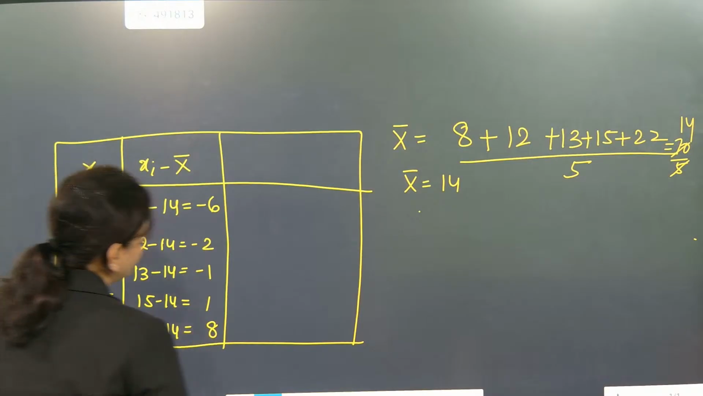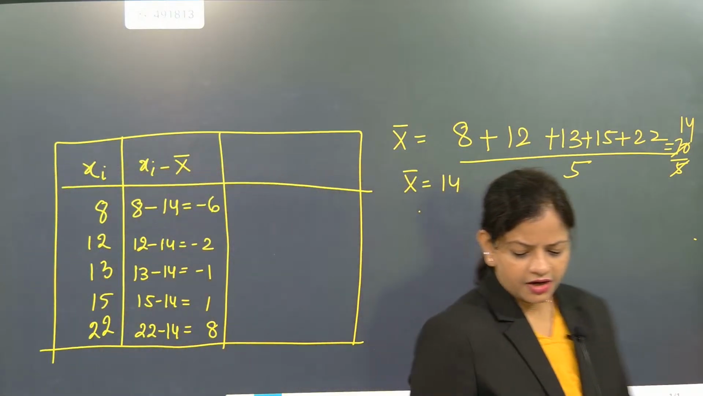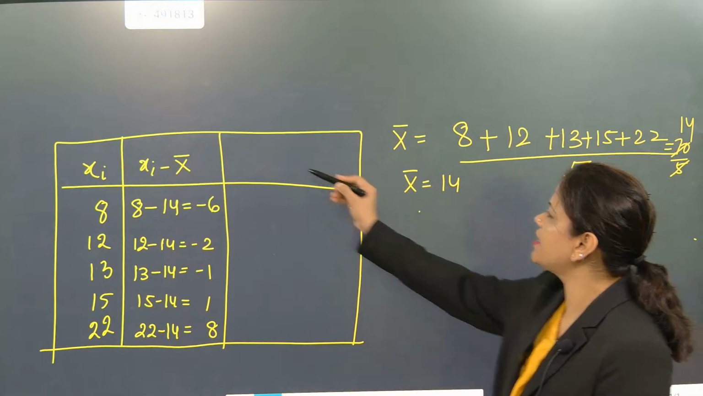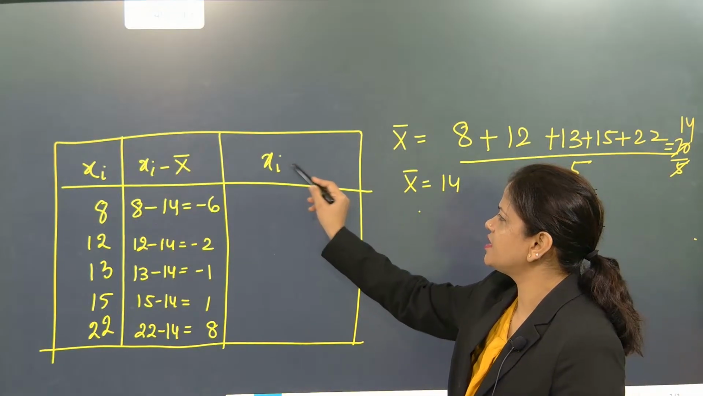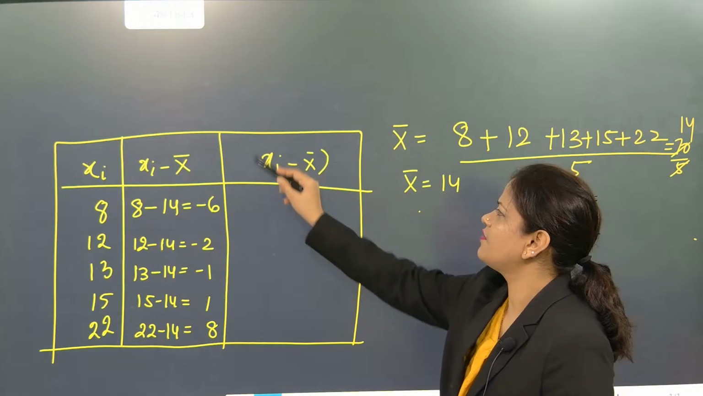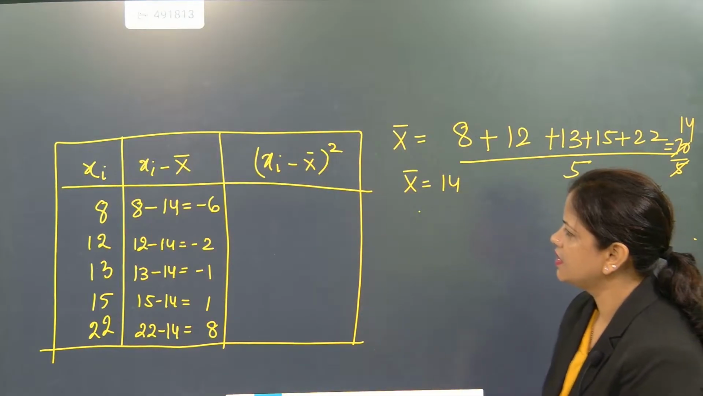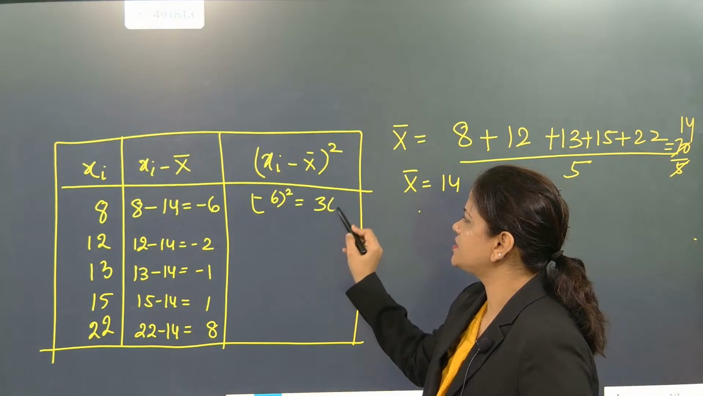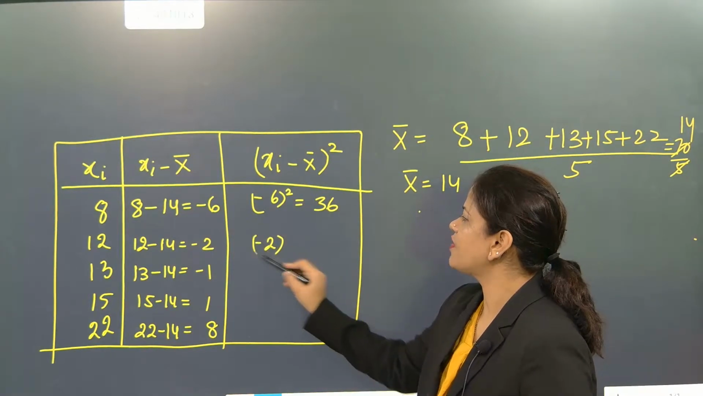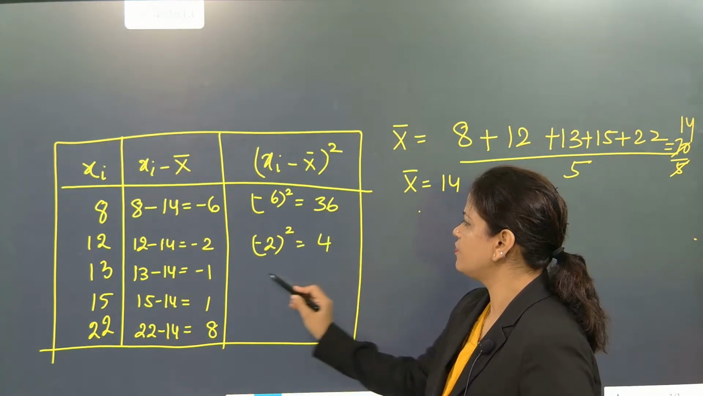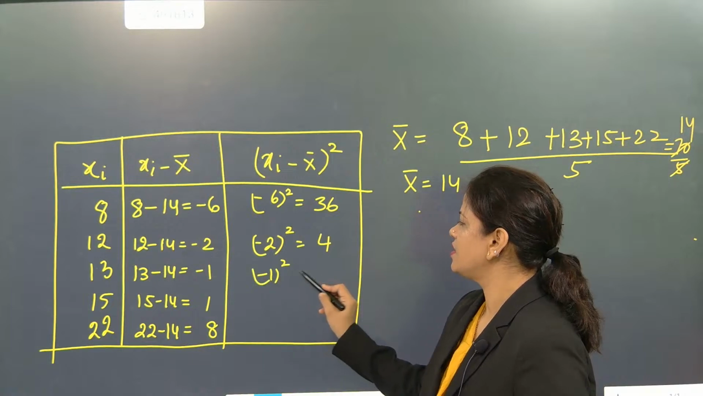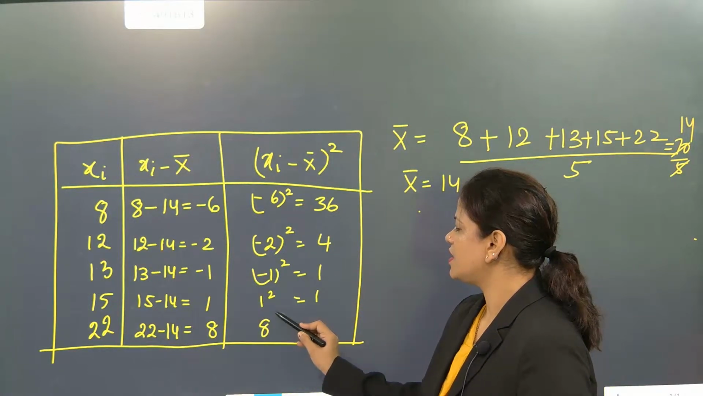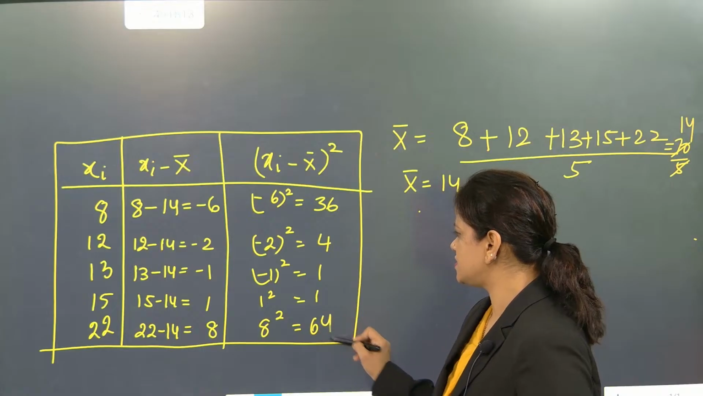So 22 minus 14, it is coming as 8. Till here we did. Now what did variance tell? Variance told that whatever variate is there, you have to square the variate. So minus 6 square will be 36, minus 2 square will become 4, minus 1 square will become 1, 1 square will become 1, and 8 square will become 64.